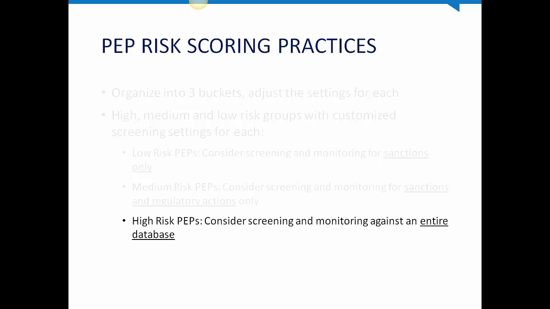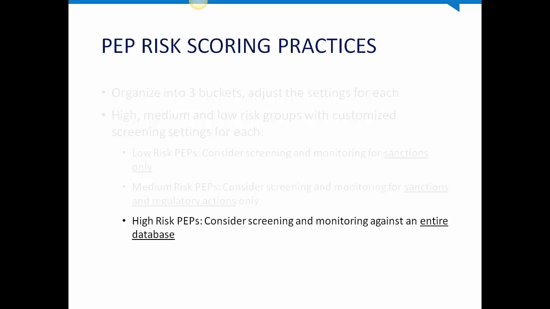I want to know all the relatives you got. I want that throttle to be wide open because I'm terrified there's something that we could miss. But again, when you start risk scoring, it allows you to treat all your PEPs differently because regulators want to know, do you have a process, do you follow it, and does it work?